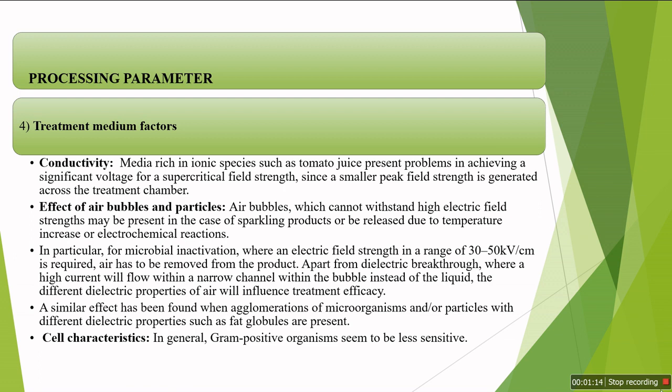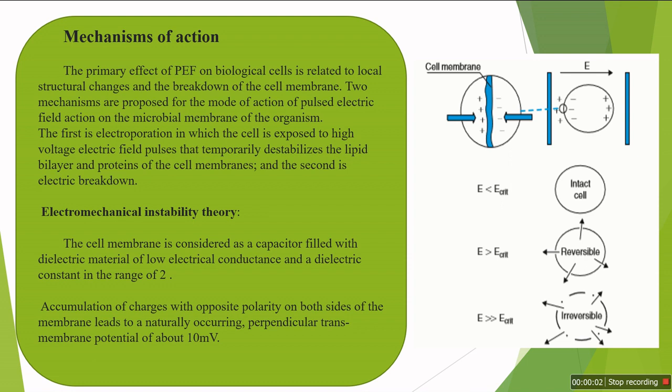In general, gram-positive organisms seem to be less sensitive than the gram-negative organisms. Mechanisms of action. The primary effect of PEF on biological cells is related to local structural changes and the breakdown of the cell membrane. Two mechanisms are proposed for the mode of action of pulsed electric field on the microbial membrane of the organism. The first is the electroporation, in which the cell is exposed to high voltage electric field pulses that temporarily destabilize the lipid bilayer and proteins of the cell membranes.